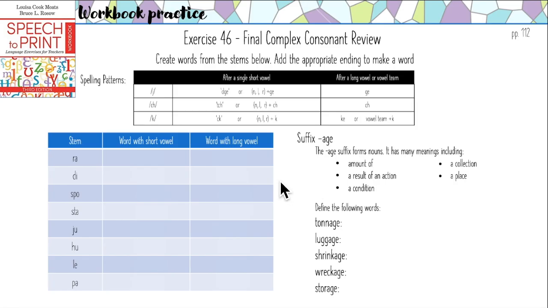Okay, welcome back. So if my stem was RA, if I wanted to put a short vowel on it, then I could use CK, I could use DG, I could use TCH, right? Anything that's going to help protect that short vowel. If I want to do it with a long vowel, I can pop on that soft G, I can pop on that soft C, because I don't really care about that vowel staying short. So I'm going to click through them, see what you guys could come up with on your own.